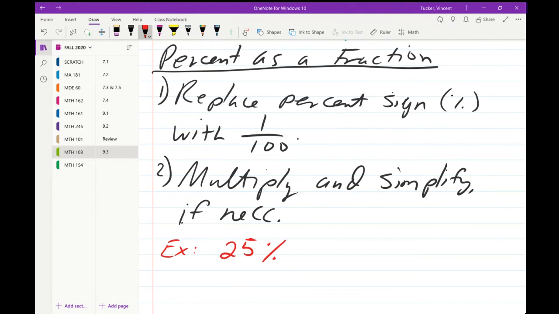All right, so if we want to write a percent as a fraction, you're going to replace the percent sign with 1 over 100. Remember we mentioned that percent means 1 over 100. And we're going to multiply and then simplify if necessary.